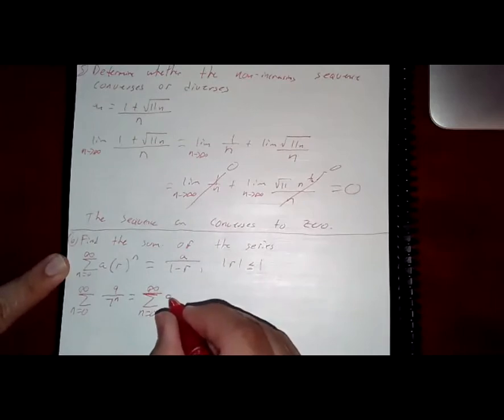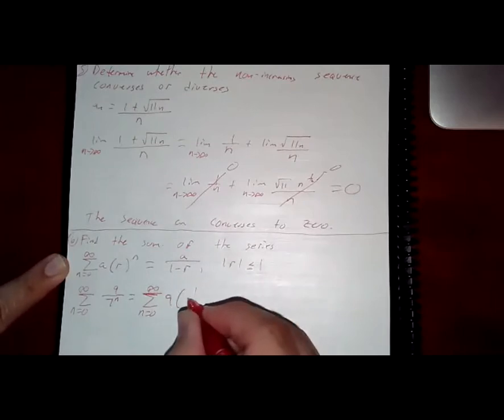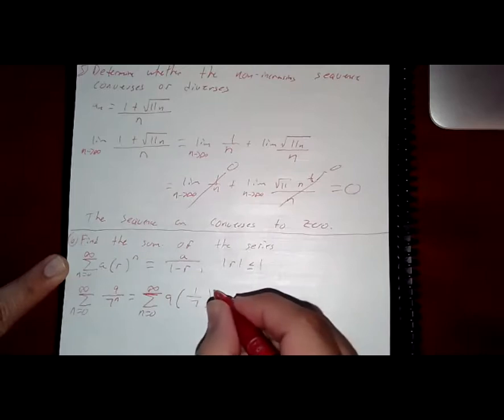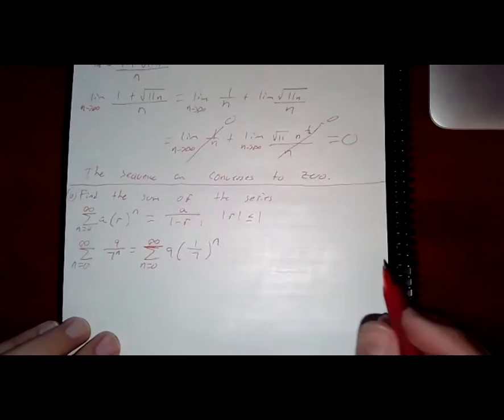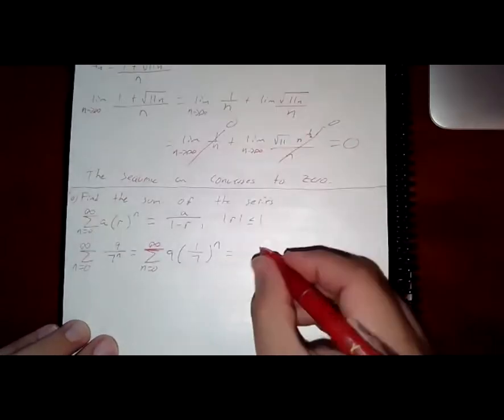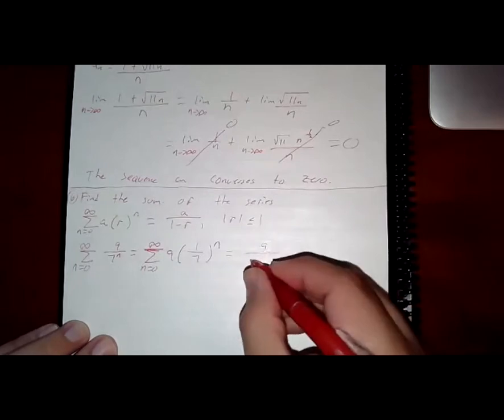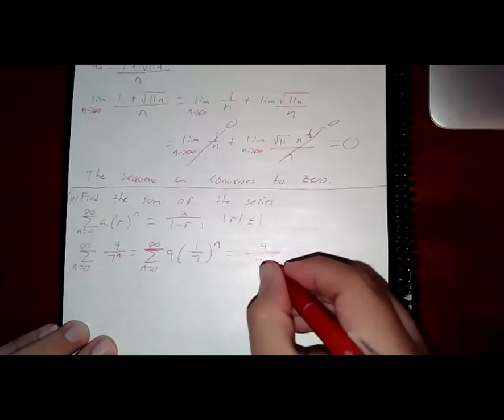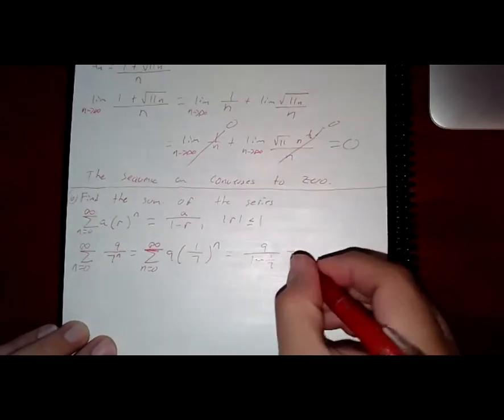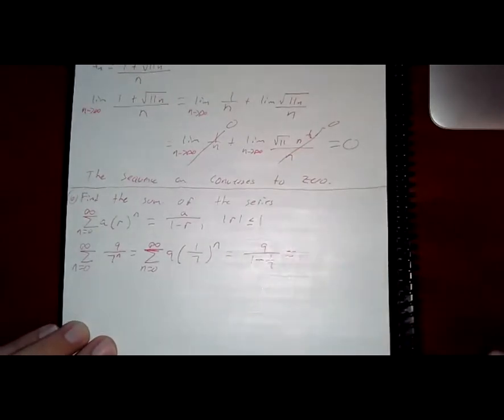I pulled the 9 out to the front of it. You can pull it outside, that's true. But I'm leaving it there as my a. If you pull it out, you'll just multiply the sum times 9, which is the same thing, right? I just want to make sure I was doing it correctly. Yeah, you're good. The only difference is I'm putting the 9 as part of the question. You would do the work and then put the 9. So there's no real difference.